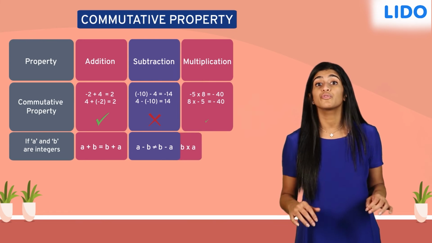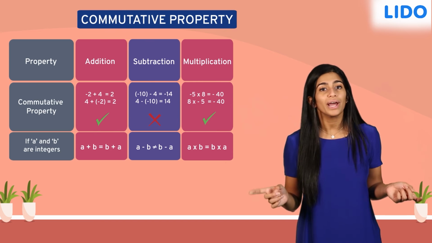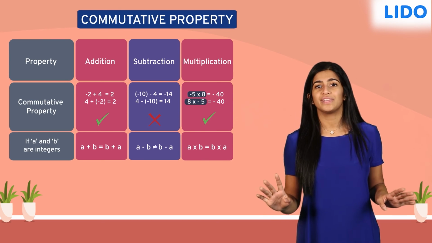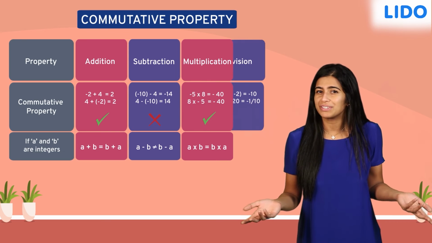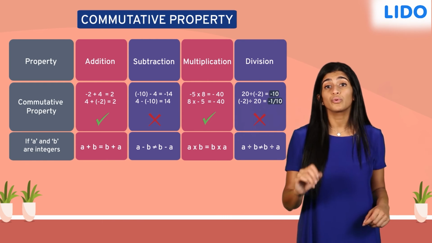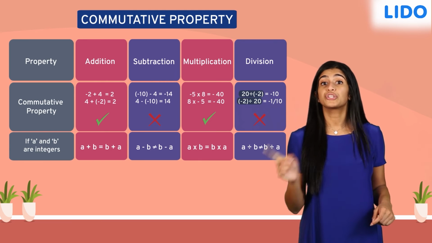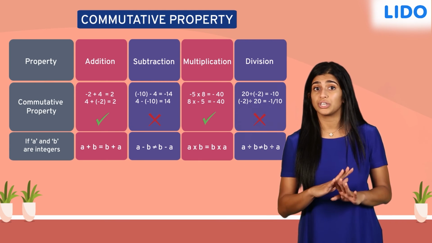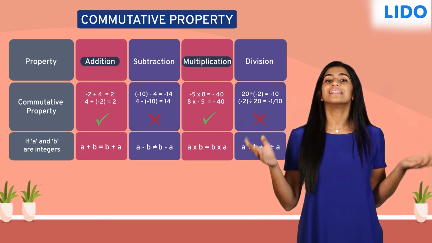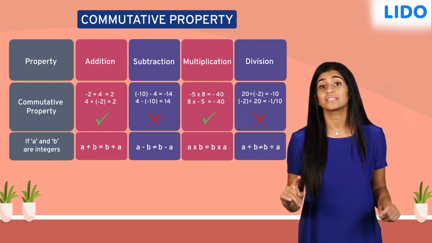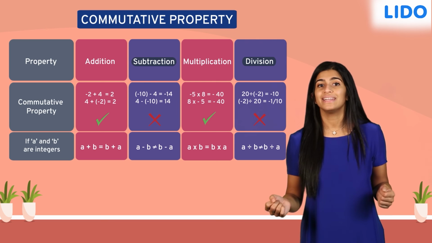Commutative property holds true for multiplication, as the product of two integers remains the same even if we change the order of the integers. And what about division? Division is not commutative, as the quotient of two integers will change if we change the order in which they are divided. So we can swap the integers when adding or multiplying and still get the same answer. But that's not the case when we subtract or divide integers.